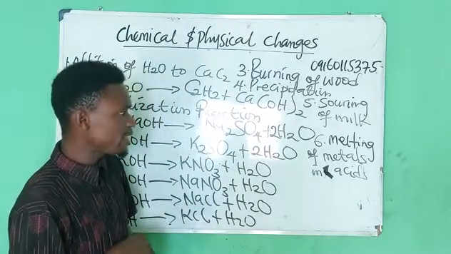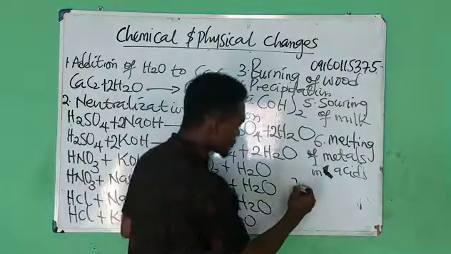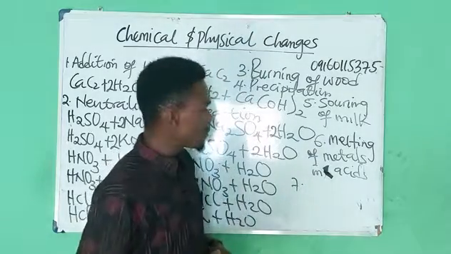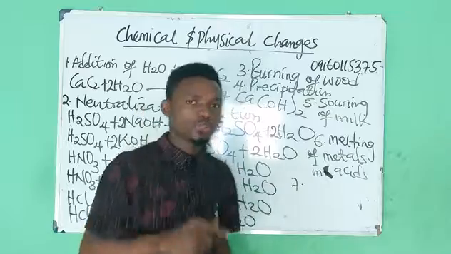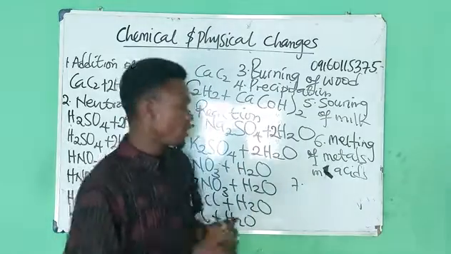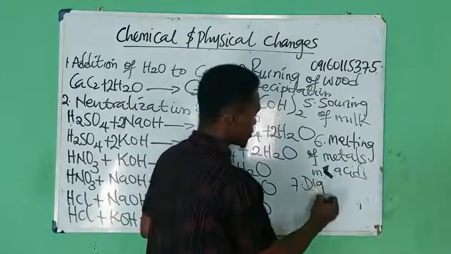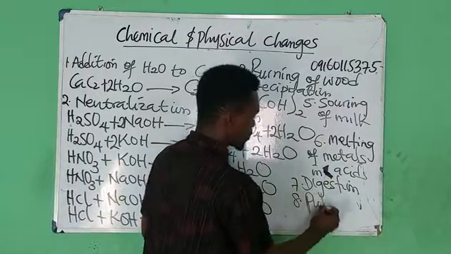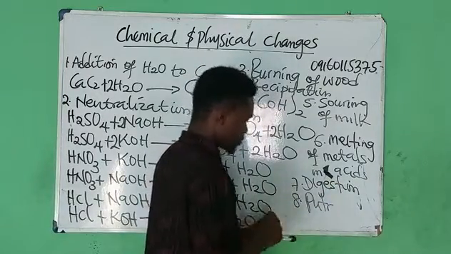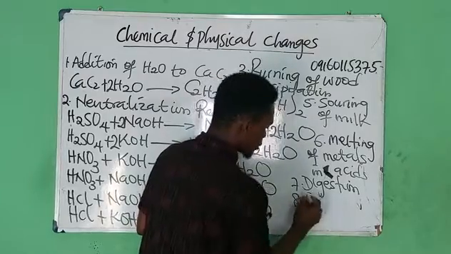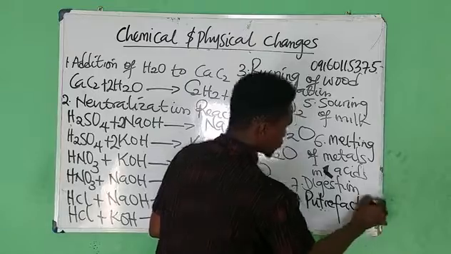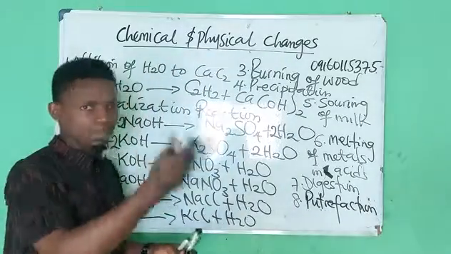Is there any other point? Yes, number 7, decomposition of food. An example is digestion. So all of these are chemical changes. Another example is putrefaction. These are chemical changes.